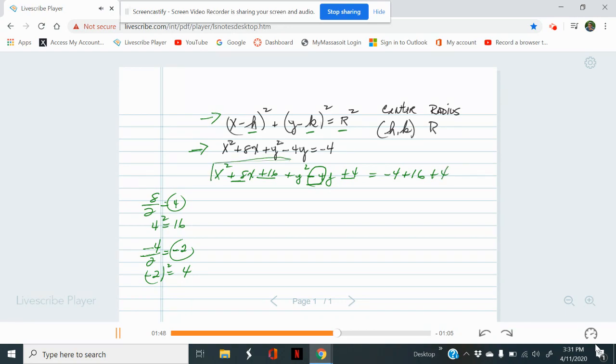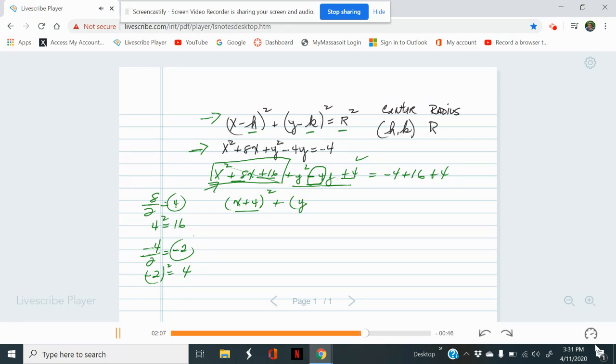What I have now is, by adding 16, I've completed the square. I've got x plus 4 quantity squared. You FOIL that out, you're going to get back this. Plus, once again, I've completed the square by adding the 4. I have a perfect square trinomial.